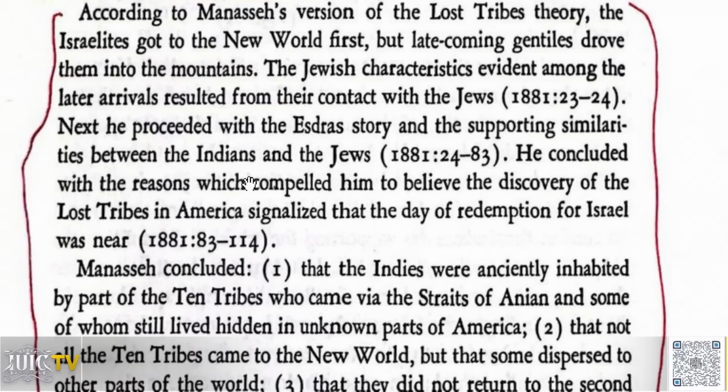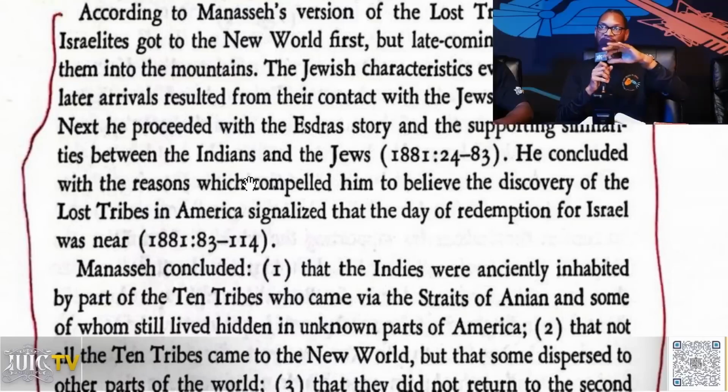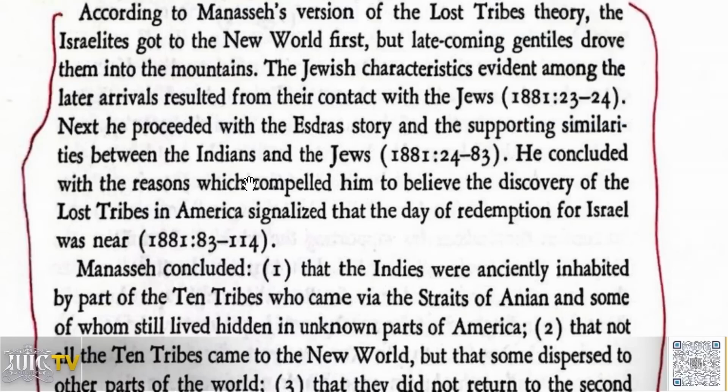The Jewish characteristics evident among the later arrivals resulted from their contact with the Jews. Notice one has Jewish, one has Jews, because remember, the Jewish paid for the voyages of the slave trade to happen, and they were already getting their foothold. Next, he proceeded with the Esdras story and supporting similarities between the Indians and the Jews.